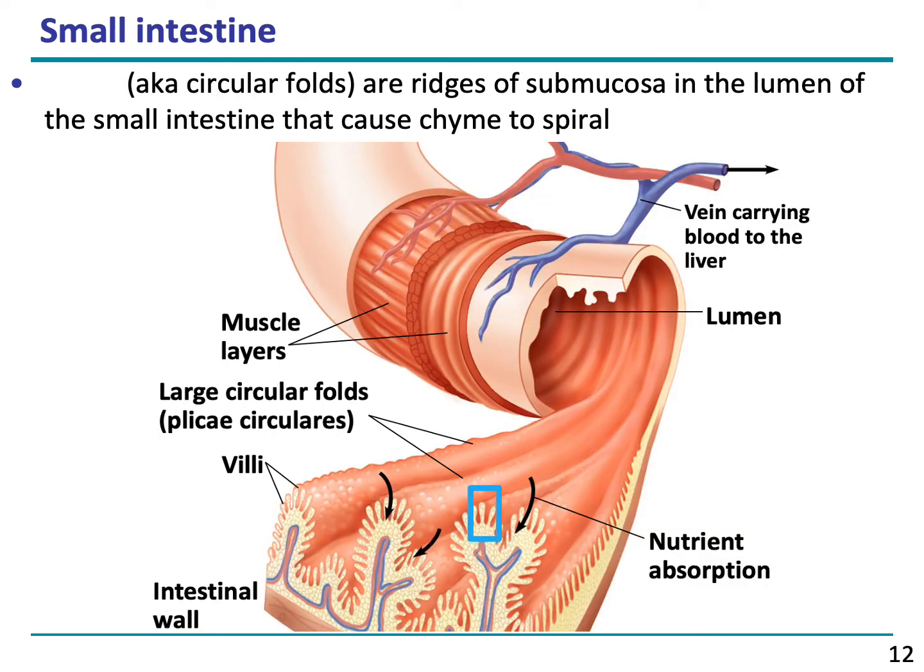When we look at the lumen of the small intestine, the location where food or chyme travels through, we're going to see that the inner part of the small intestine has circular folds known as plicae or plicae circularis, which are ridges of submucosa in the lumen of the small intestine that cause the chyme to spiral.